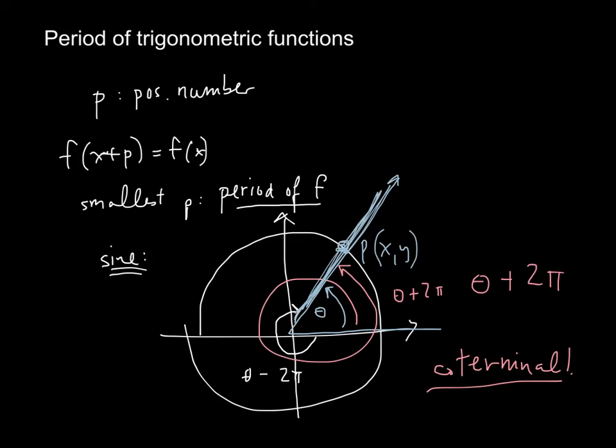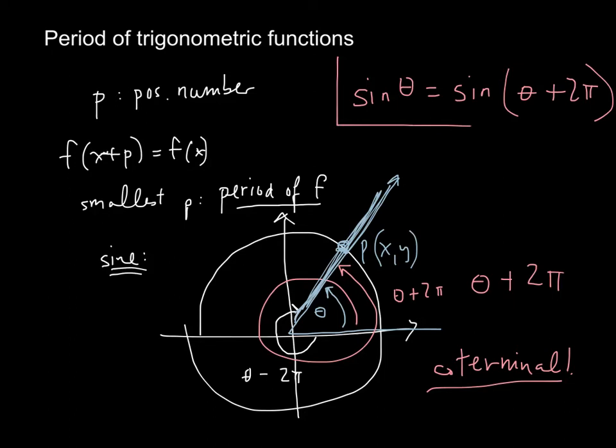So what we can now say is that sine of theta is simply going to equal sine of theta plus 2 pi for any angle that I plug in. Of course, I could add 2 pi, like I did in this equation. I could have also added 4 pi, 6 pi, 8 pi, 10 pi, and so on. Any even multiple of pi, and I would have gotten the same sine value.